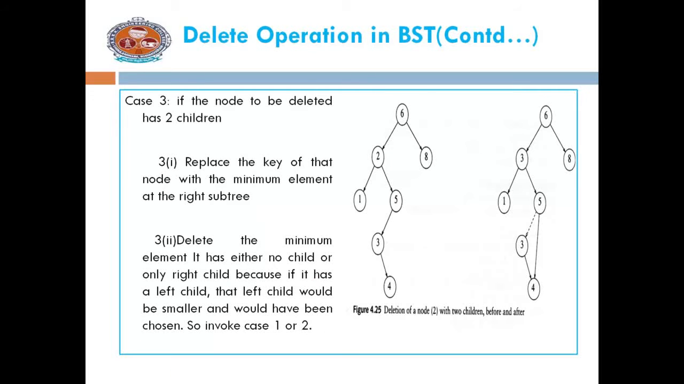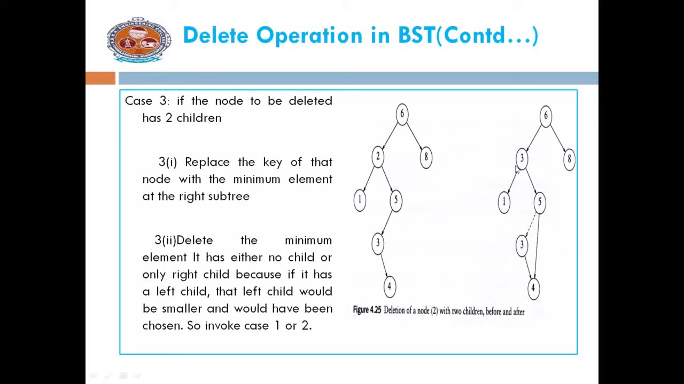Delete operation in BST continued. If the node to be deleted has 2 children, then, for example, in this case I want to delete 2, which is having 2 children. In that case you have to find the minimum element from the right subtree. So the minimum element in this right subtree is 3. So replace the root node with this 3 value.